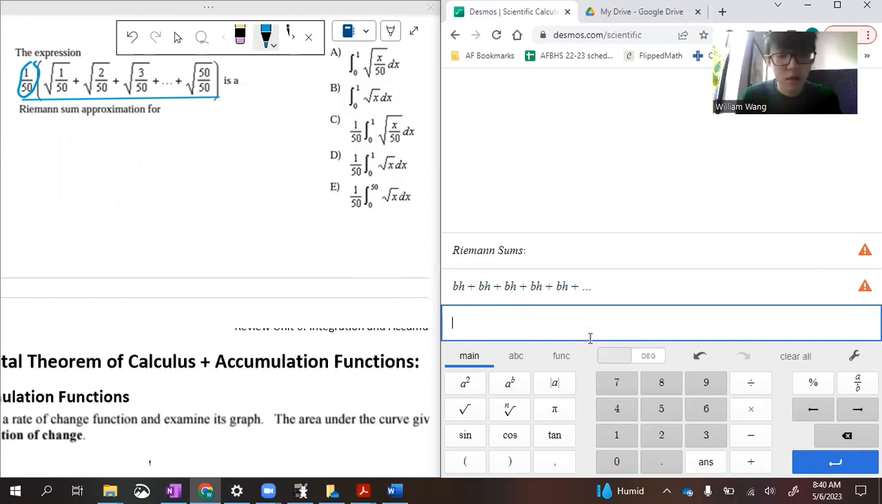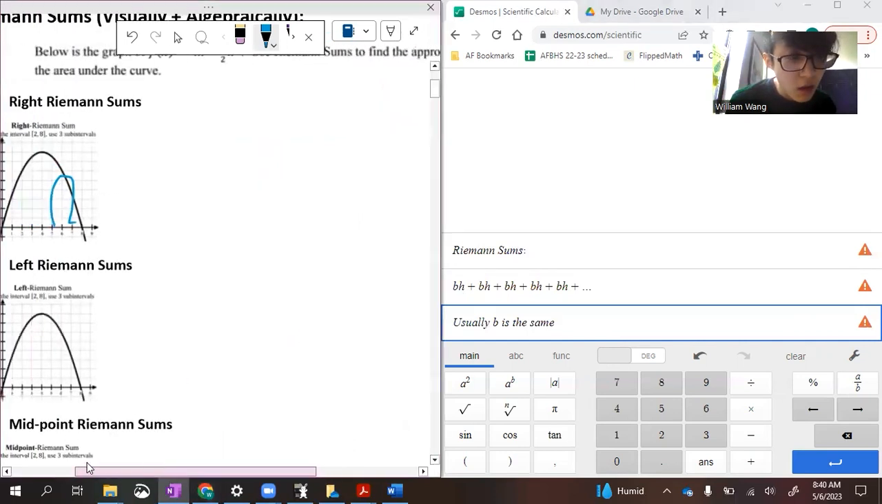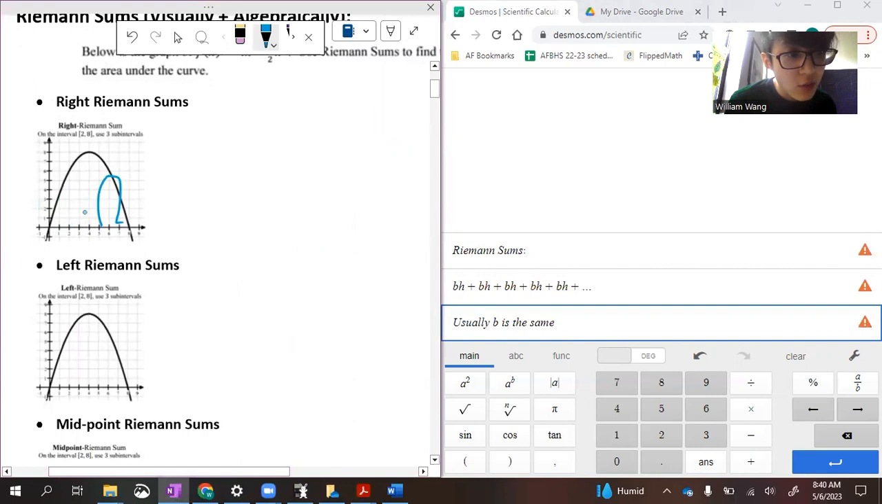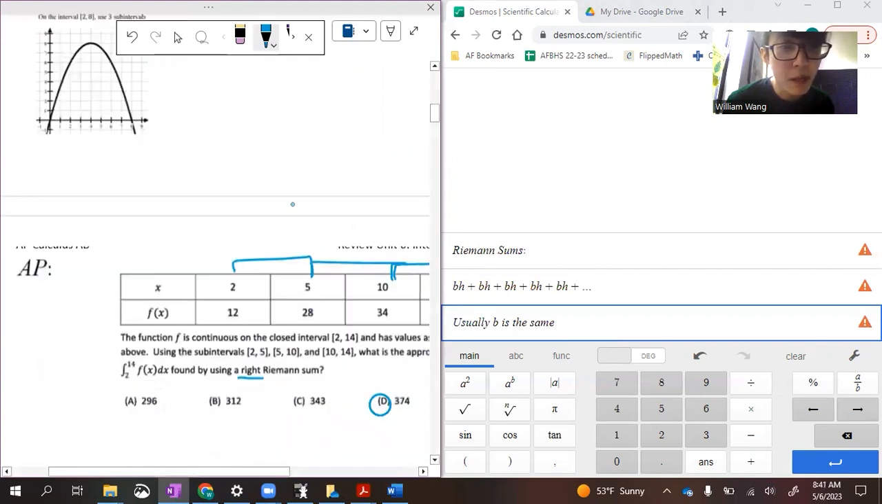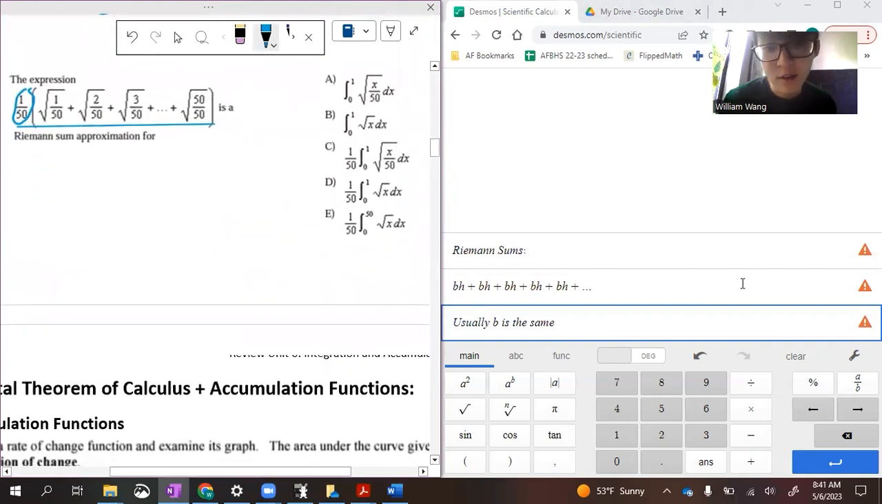Well, usually B is the same, right? Usually in our equations, the base is the same for each of the rectangles. You'll notice when we drew our notes here, although each rectangle had a different height, each base was 2: 1 to 3, 3 to 5, 5 to 7. So the base is always the same. Not always, but usually the same, so I can factor it out.